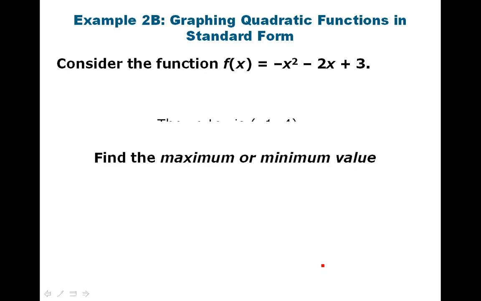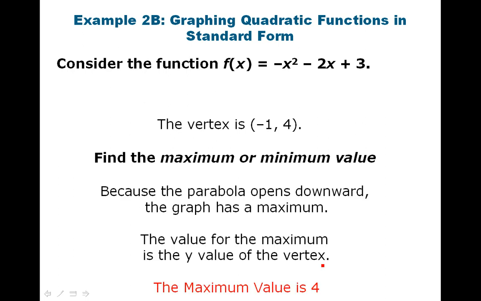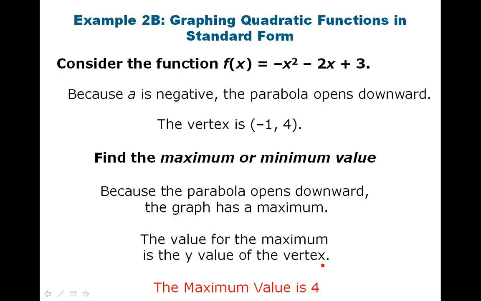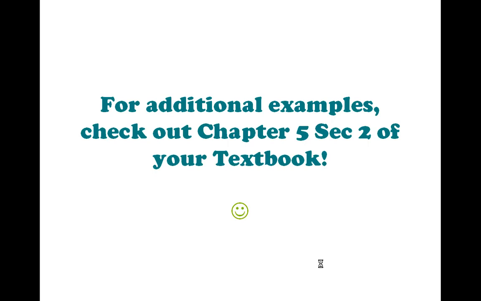So going back to that function we were looking at just a second ago, negative x squared minus 2x plus 3, we knew that the vertex was negative 1, 4. And because a was negative, the parabola opened downward. So to find the minimum or maximum value, because the graph opens downward, the graph has a maximum, and the value for the maximum is the y value at the vertex. So therefore, the maximum value is 4.